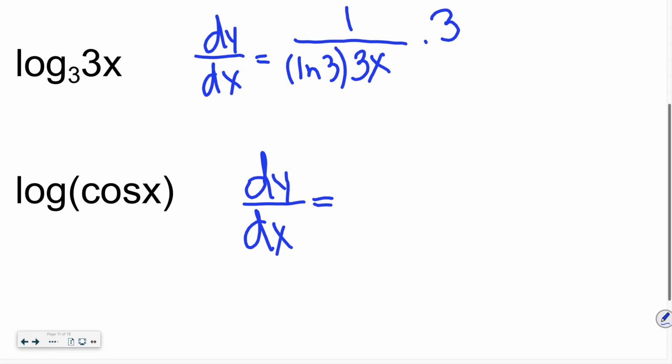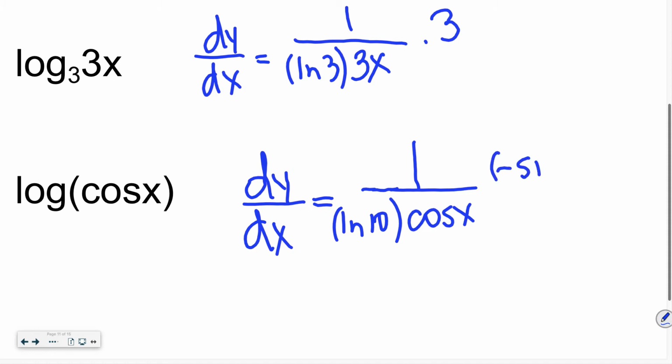Let's take this derivative. It's a logarithm, so 1 over what's inside. It's not base e, so we need to multiply by the natural log of the base. We have a composite function, so chain rule: the derivative of the inside, negative sine x. Is that what you had?